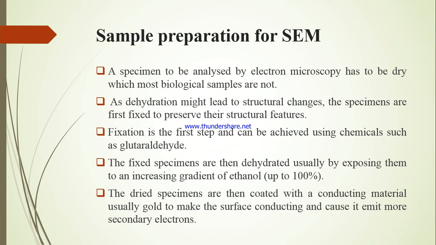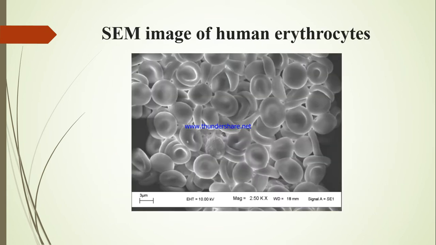The dried specimens are then coated with a conducting material, usually gold, to make the surface conducting and cause it to emit more secondary electrons. The dried sample is coated with gold, which helps to emit more secondary electrons. Based on the collected electrons, the information is converted by the CRO. This is an example of a scanning electron microscopic image of a human erythrocyte, that is, an RBC.